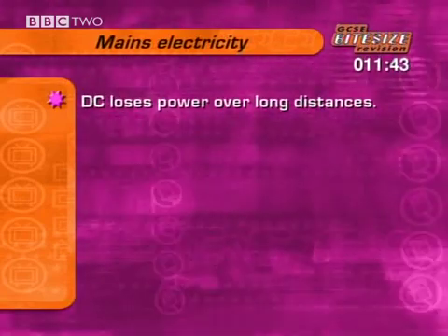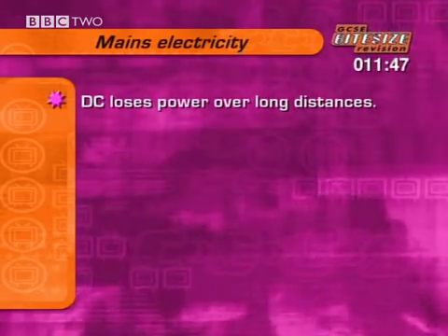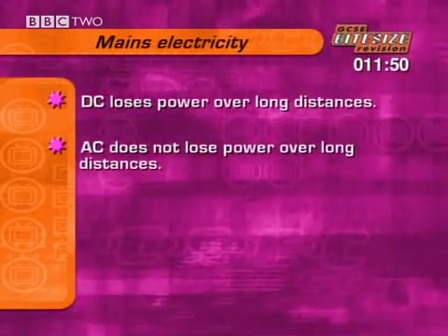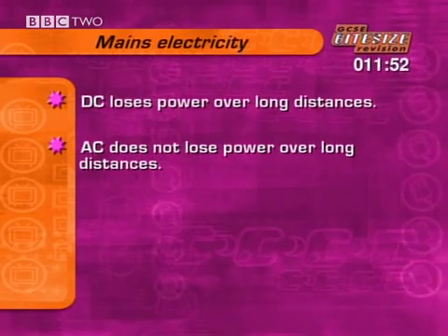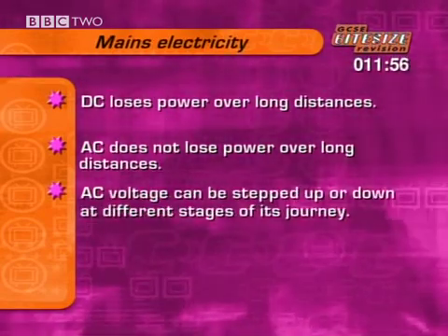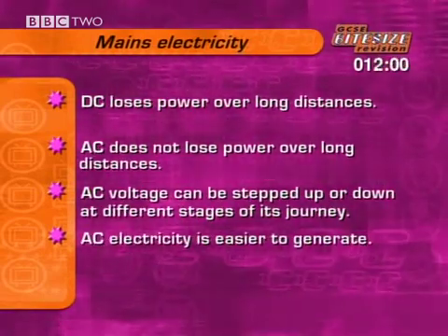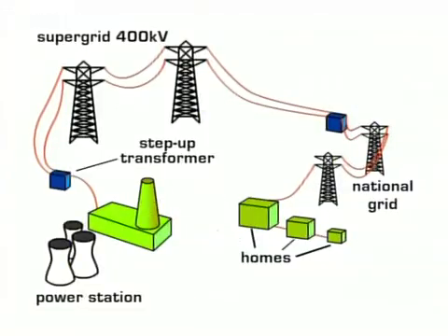So the problem with DC supply is that it loses power over long distances. AC does not, because it can be transformed up to higher voltages or down to lower voltages for different stages of its journey. AC electricity is also easier to generate. From the power station, the grid uses high voltages of up to 400 kilovolts to send electricity over great distances along thick cables that don't introduce much loss of energy.